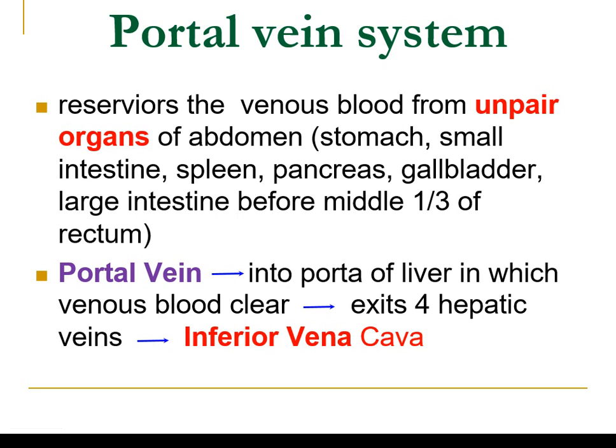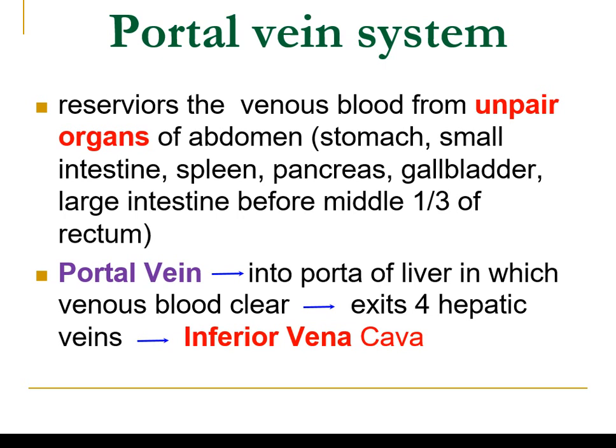Portal vein. The portal vein collects the deoxygenated blood from the unpaired organs of the abdomen. These are the stomach, small intestine, spleen, pancreas, gallbladder, and large intestine down to the middle third of the rectum. The portal vein collects the venous blood from the unpaired organs of the abdominal cavity.